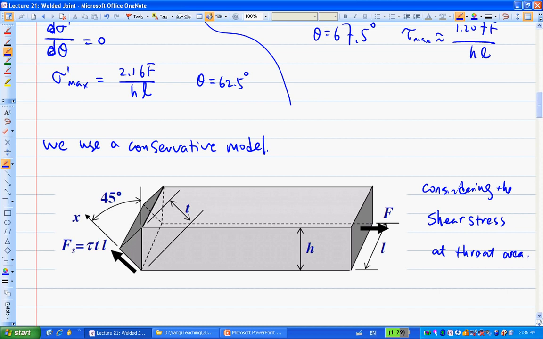If you look at this, is that the throat area? Because of the 45 degrees, the length from here to here is the throat length T, right? Throat length T, and the throat area is T times the total length L. So the force divided by the throat area is the shear stress, tau.